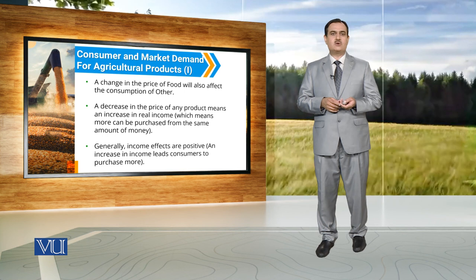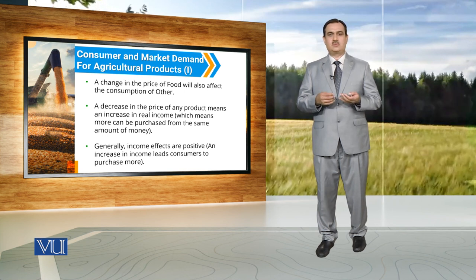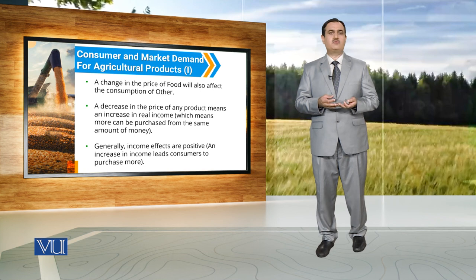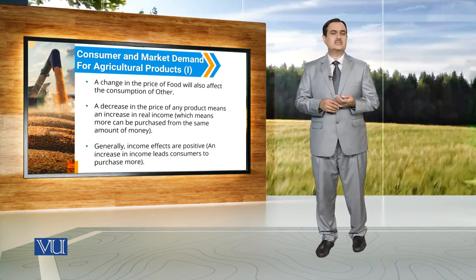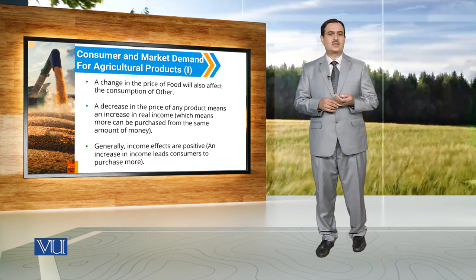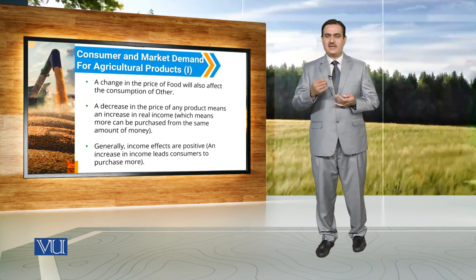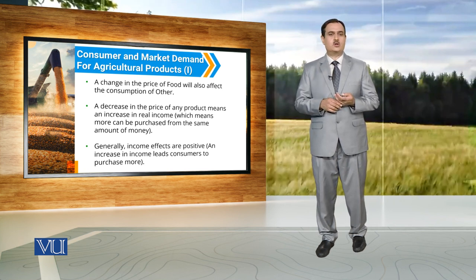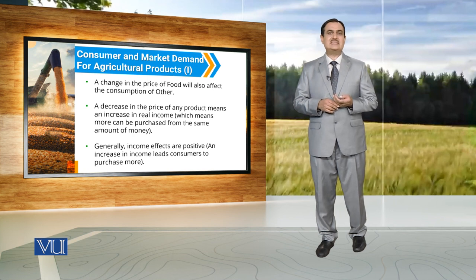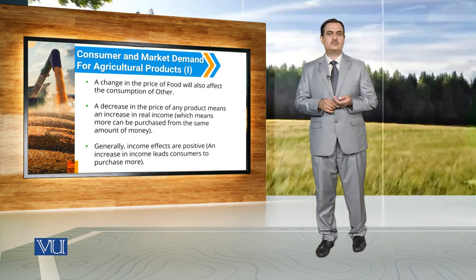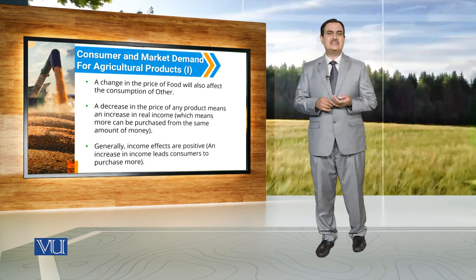A change in price of food, in fact, has effects on the consumption of not only food, but also on the consumption of other commodities. So when there is a decrease in price of any product, it means there is increase in real income of the household. When we say there is increase in real income of the household, then it indicates consumer has more purchasing power. So by using the same amount of resources, he is in a position to purchase more.